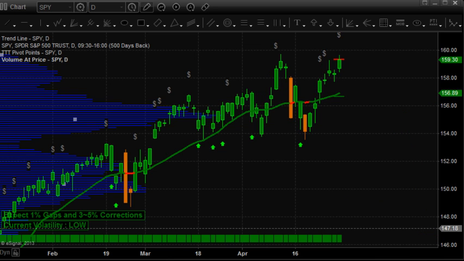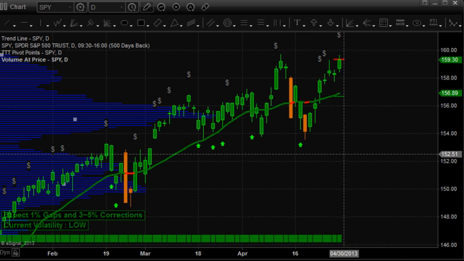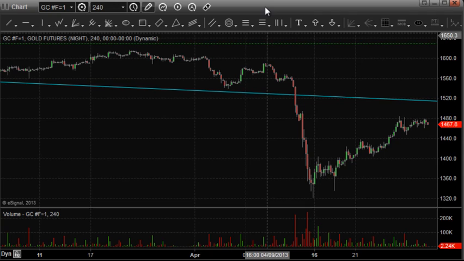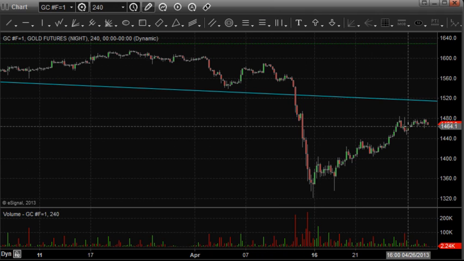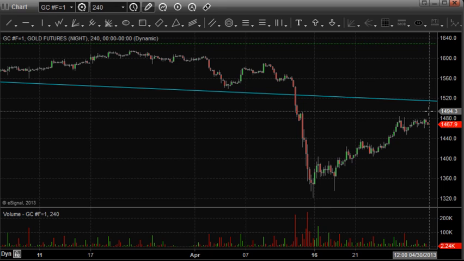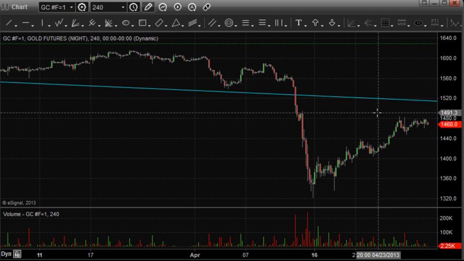Taking a quick look at precious metals this morning, let's just jump to gold. Here's the 4-hour chart of gold. It's forming a little bit of a bullish pattern here. I wouldn't be surprised if we see gold and silver pop probably in the next day or two. It could push a little bit higher, break above this high.